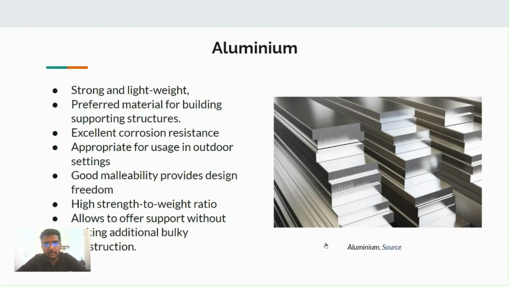So the next material that we have is aluminum, and like steel, aluminum is also a strong and lightweight material, which is why it is preferred for building the constructional structures and the supporting structures in buildings. Also, one of the best properties that aluminum has is its excellent corrosion resistance, and that enables us to employ aluminum in those areas where the climate is generally wet, or where we want to construct bridges that are submerged in salt water.